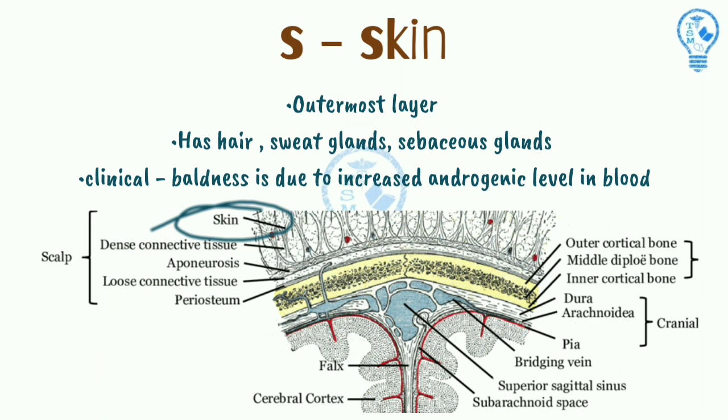It is the outermost layer. It has hair, sweat glands and sebaceous glands. The clinical correlation what you have to learn here is about baldness. Baldness is seen here. Baldness is due to increased androgenic level in the blood. And there are some other causes, but they are not so important. It's the only important thing. This is enough for skin.